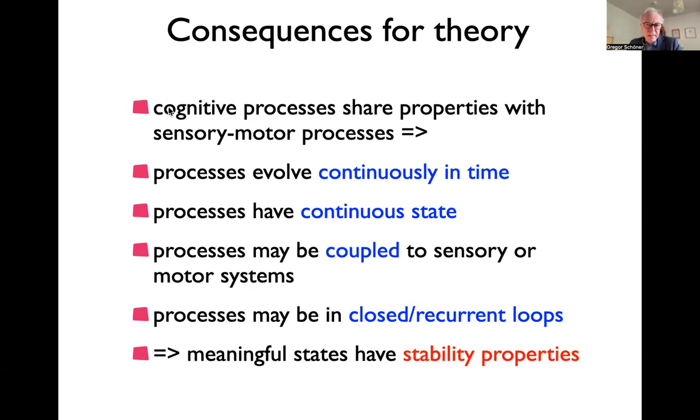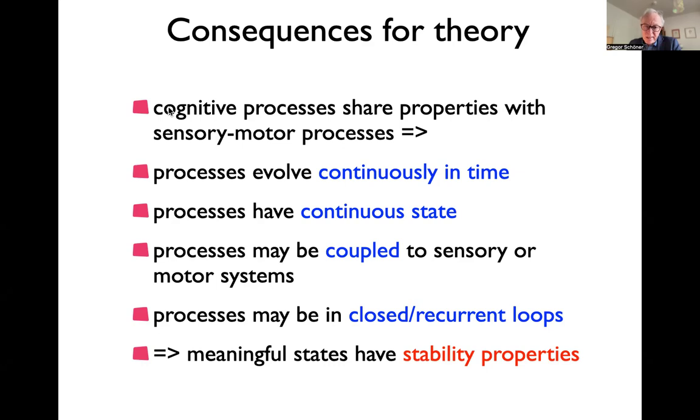Some of the consequences for theory are that these processes may evolve continuously in time under many circumstances, and they may have continuous state under many circumstances. That is a prerequisite for them to be coupled to sensory motor processes, the sensory motor systems. That also entails that they may operate in closed loops through the environment, or internal closed loops, which would be recurrent in neural jargon.